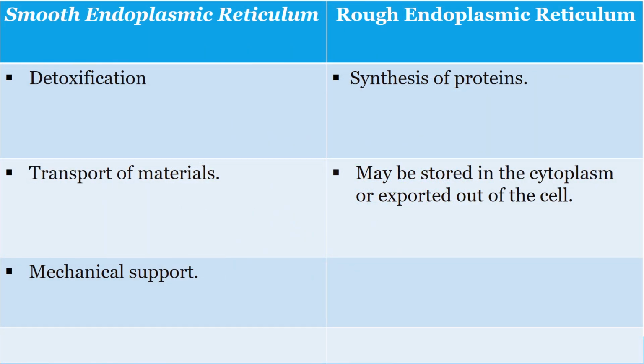Coming to the comparison of these two different types of endoplasmic reticulum, the smooth one is involved in detoxification of any waste substance that could be present within the cell, and then you can see the transport and its property for mechanical support of the cell. Finally, we have the rough endoplasmic reticulum in comparison, which is involved in synthesis of different sorts of proteins that may stay in the cytoplasm or may be exported out of the cell.